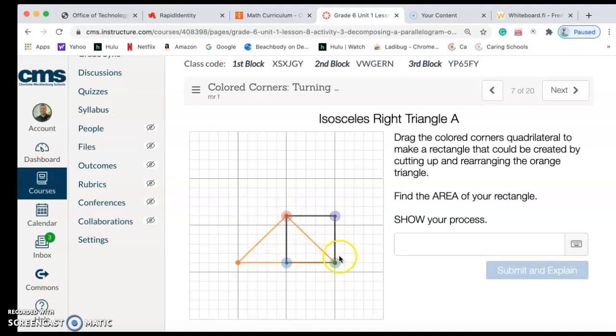Well, those two triangles together make this square. Well, what's the area of the square? 1, 2, 3, 4, 5 by 1, 2, 3, 4, 5. 5 by 5 is 25. Well, 50 minus 25 is still 25.